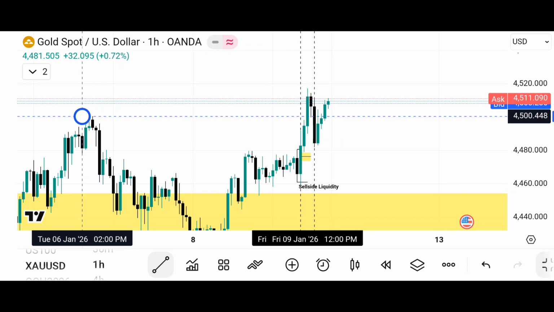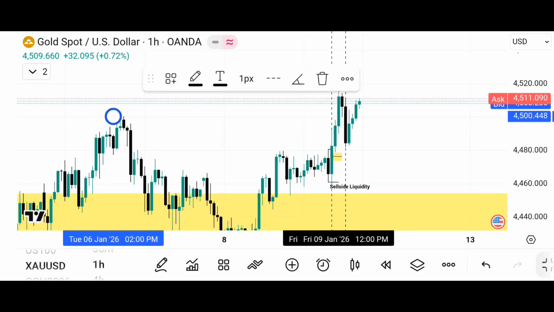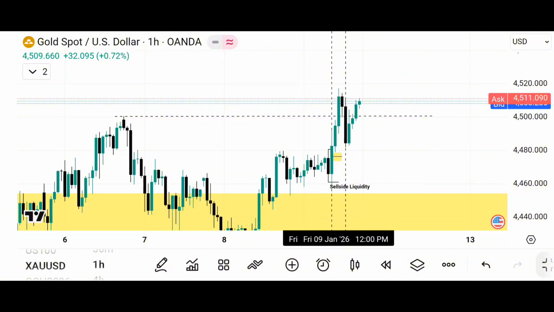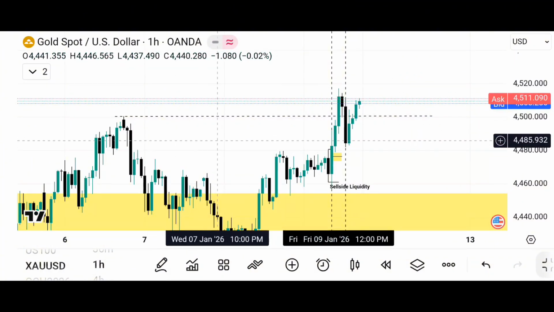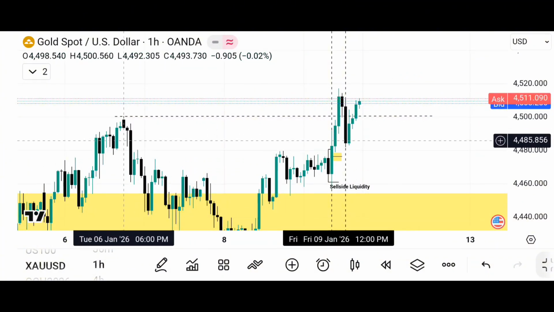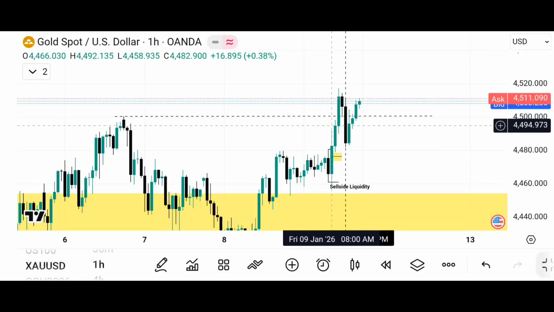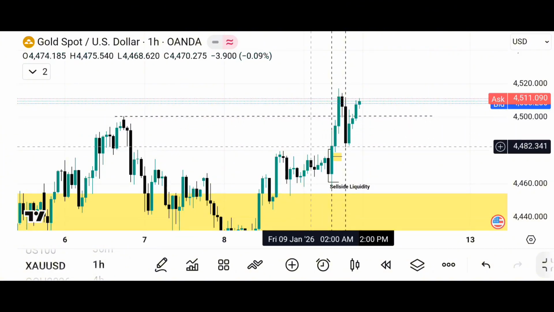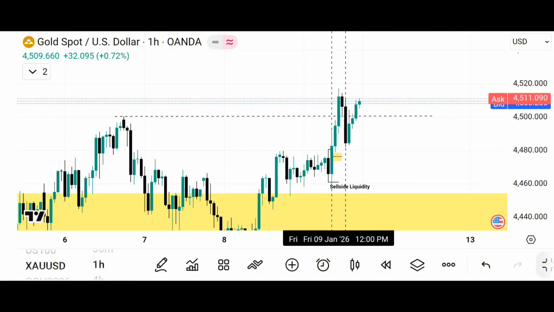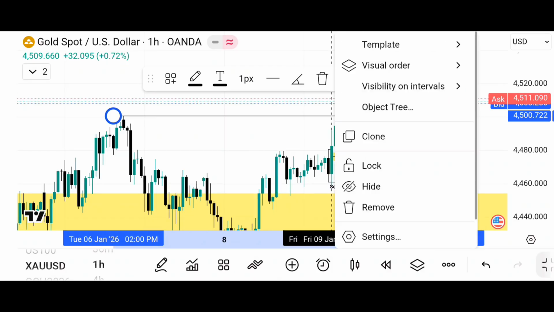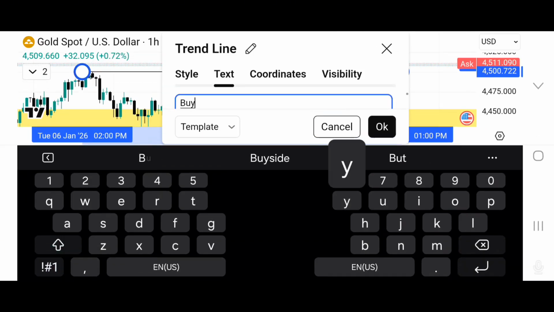Or price would want to run up to an imbalance in price. Okay, if there's a big imbalance here, price will want to run up to it. Or an inefficiency in price, it will want to run up to it. So this buy side liquidity.